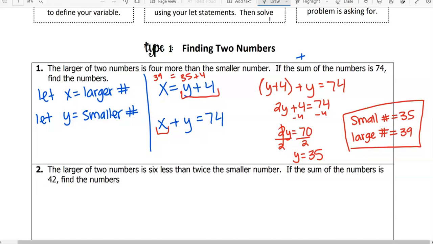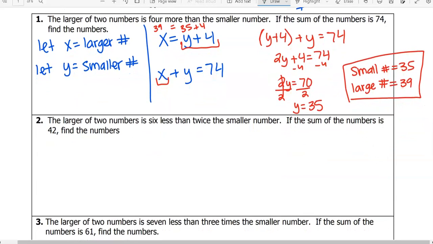All right, the larger of two numbers is 6 less than twice the smaller number. If the sum of the numbers is 42, find the numbers. Do you want to use the same variables as last time? Yeah? Okay, so let's let x be the large number, and let's let y be our smaller number. All right, we have defined my variables. Now let's see what we know.